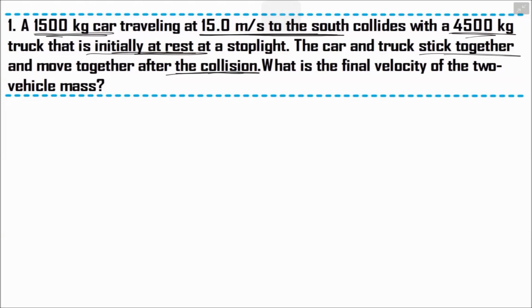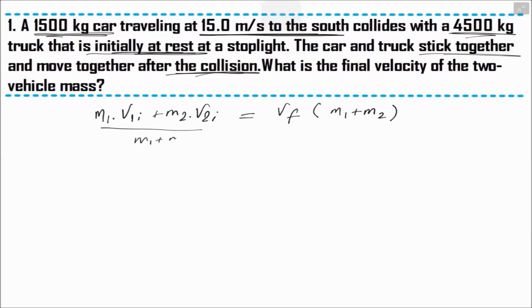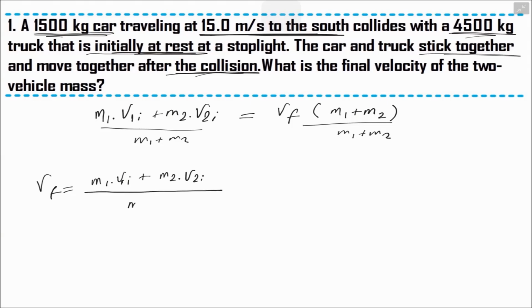So the formula of the perfectly inelastic collision is m1 times v1 initial plus m2 times v2 initial equals v final times m1 plus m2. In this question it's asking for the final velocity, so if you divide both sides by m1 plus m2, v final will be m1 times v1 initial plus m2 times v2 initial over m1 plus m2.